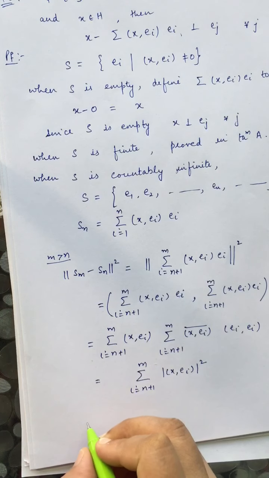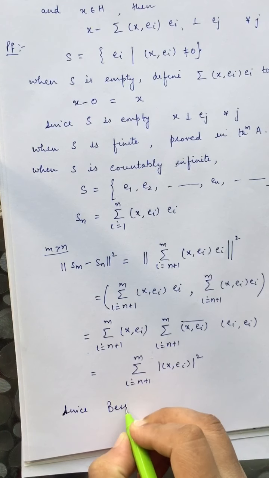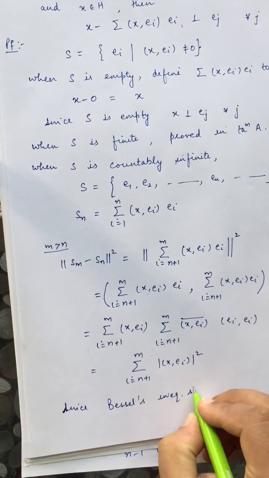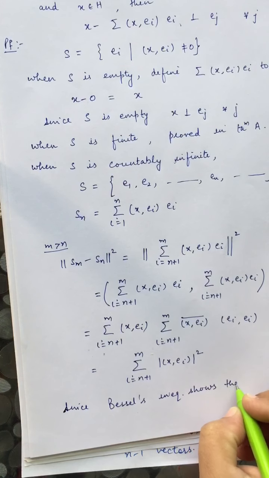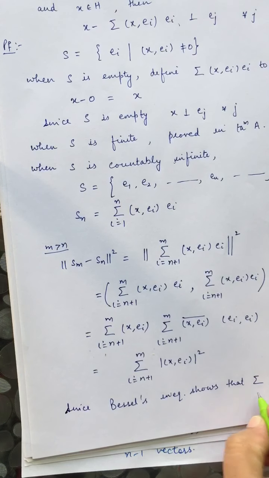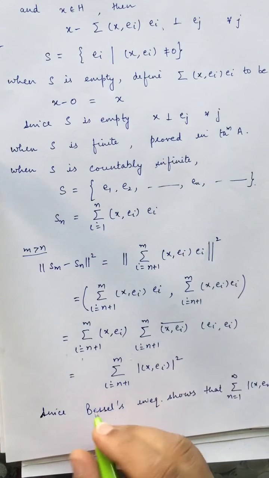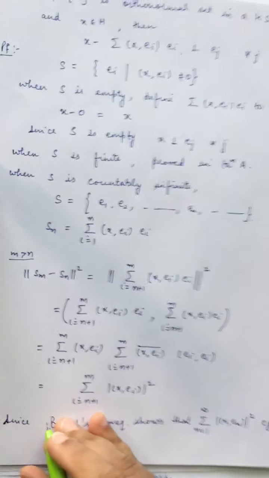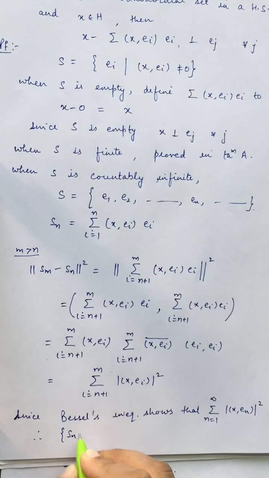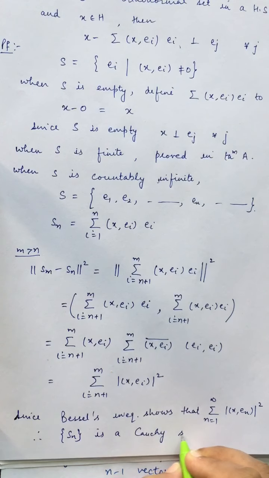So from Bessel's theorem, now since Bessel's inequality shows that this series is convergent, therefore S_n is a Cauchy sequence in the Hilbert space H.